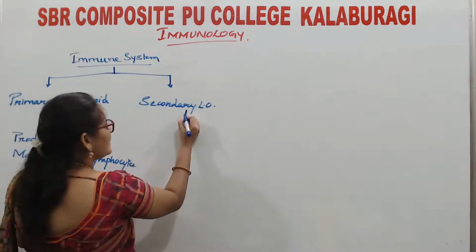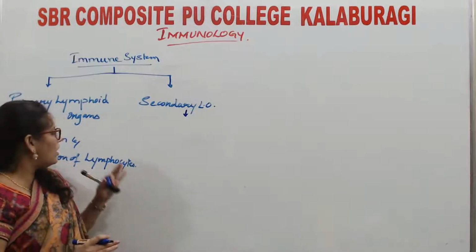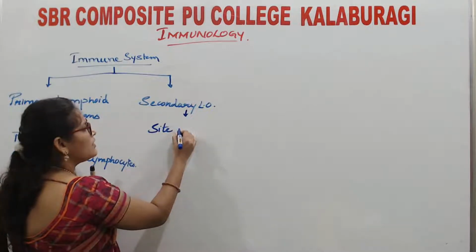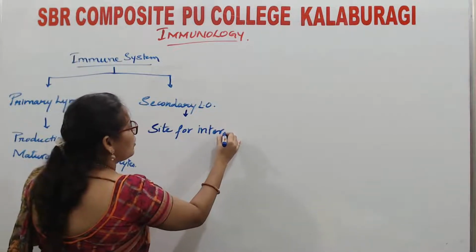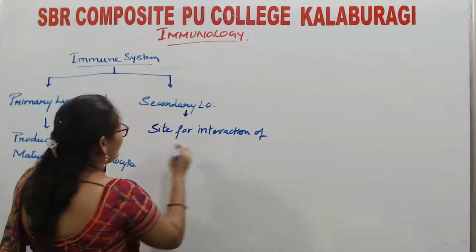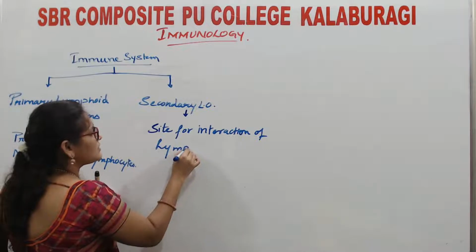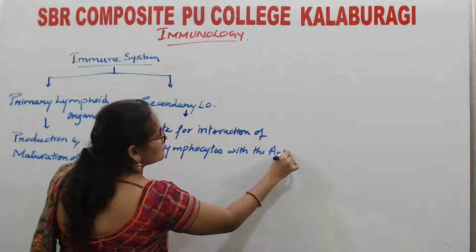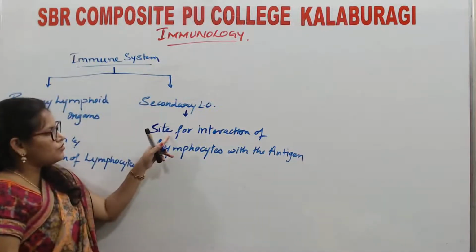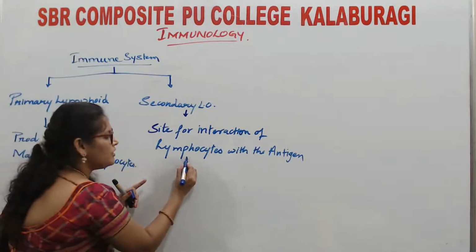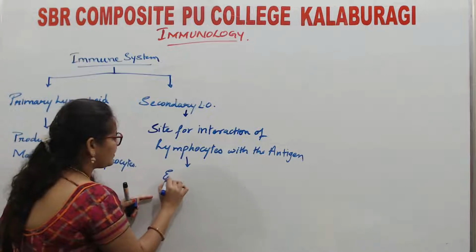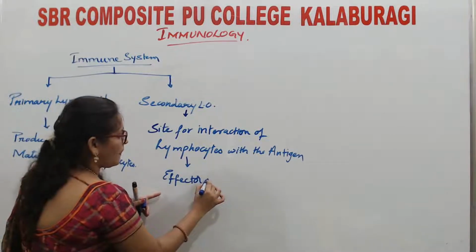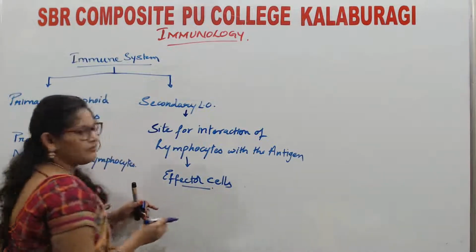We shall see. Secondary lymphoid organs, even though they are not involved in the production and maturation of lymphocytes, provide a site for interaction of lymphocytes with the antigen, which will make these lymphocytes become effector cells. What are these effector cells?